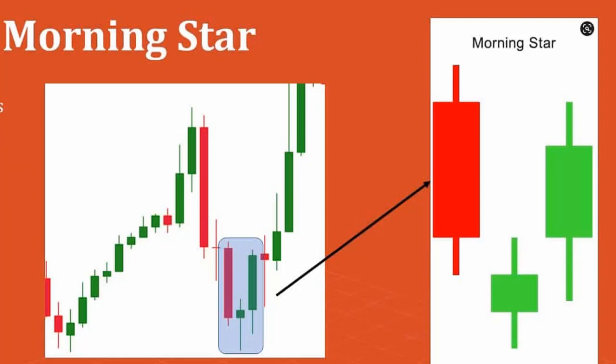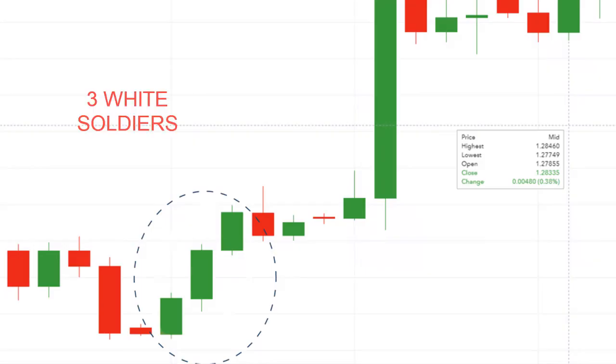The next one is the three white soldiers pattern, where you see the price coming down in a downtrend, and then three candles straight in a row. They are the opposite in the pattern. They are straight in a row, like soldiers, buying momentum and a flip up.